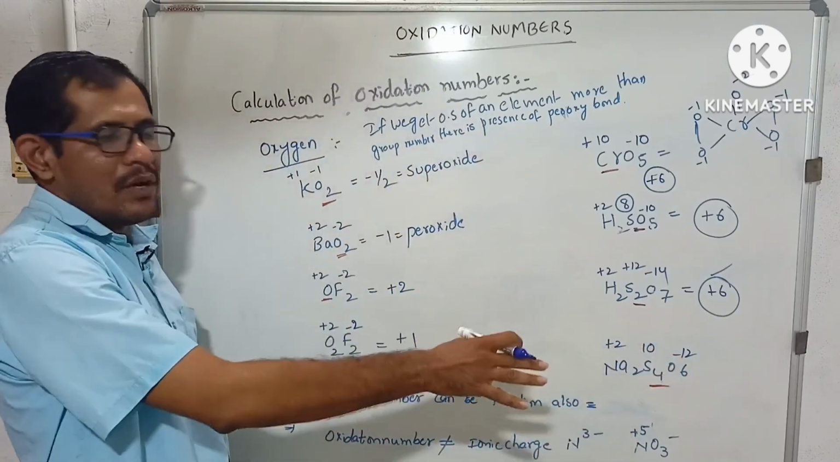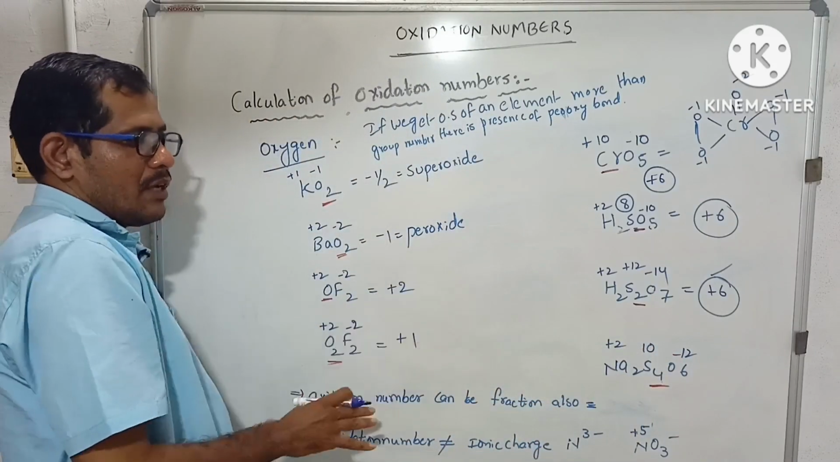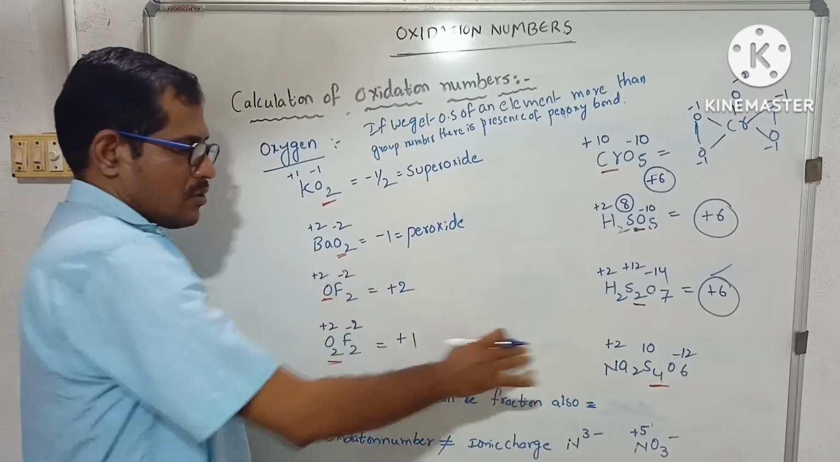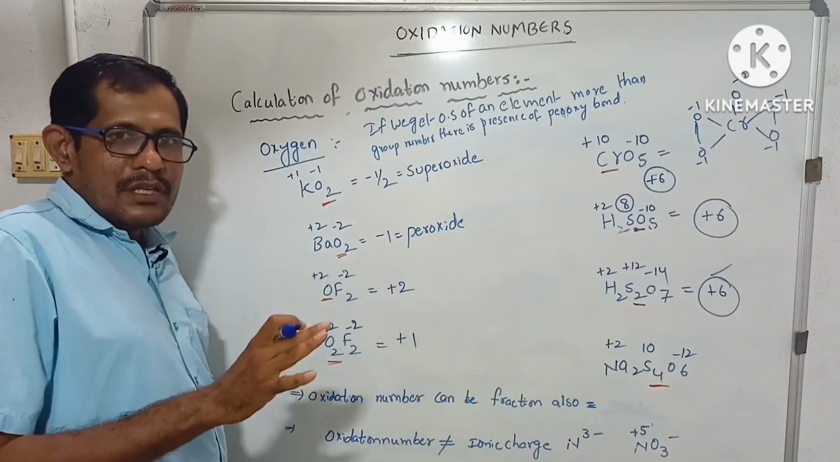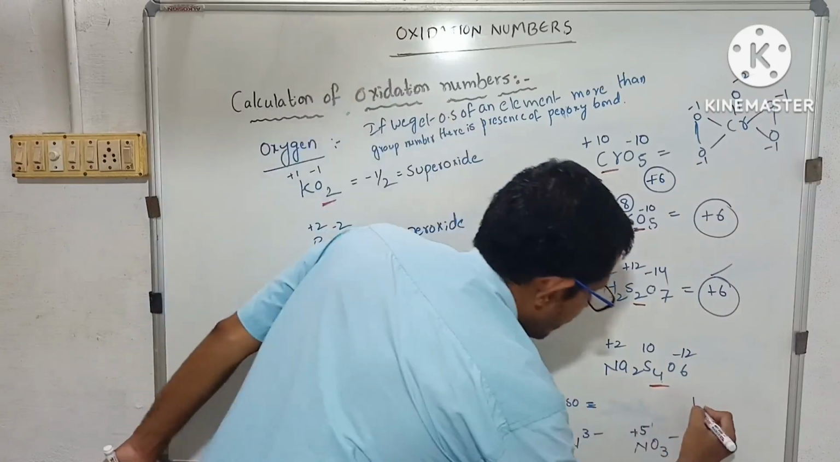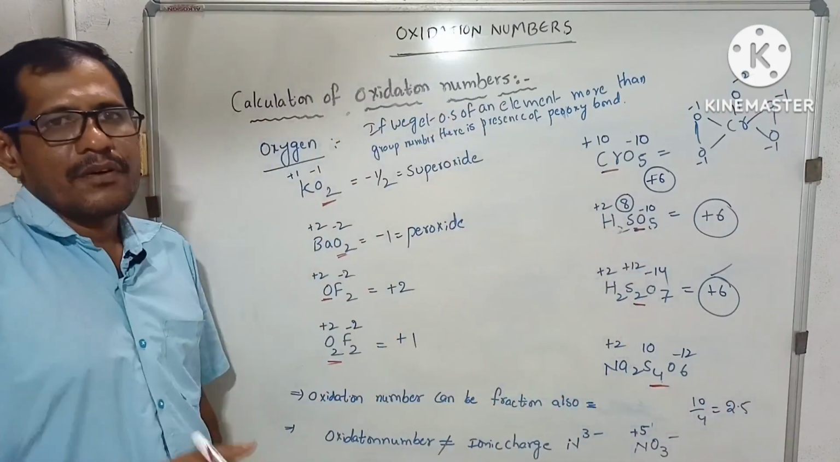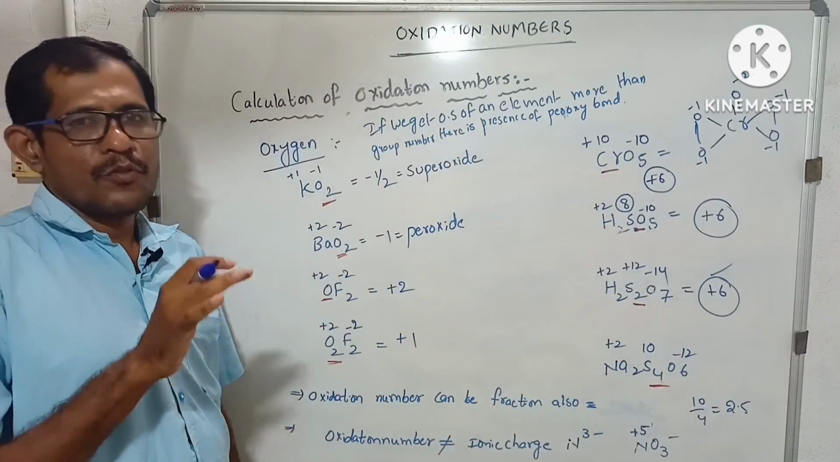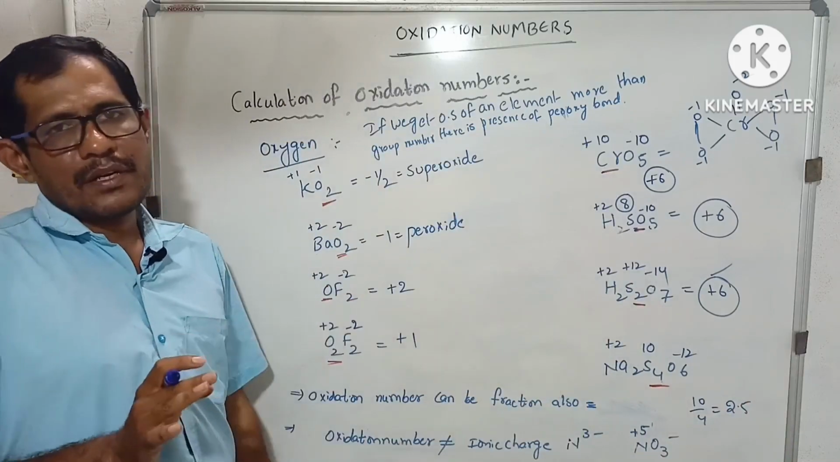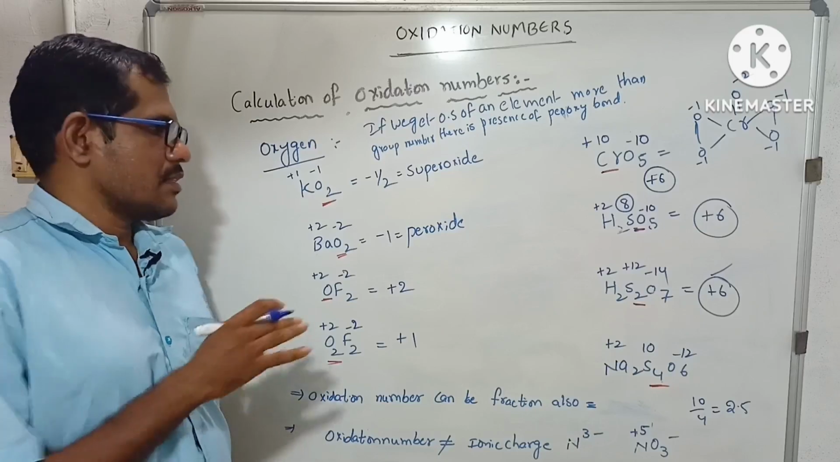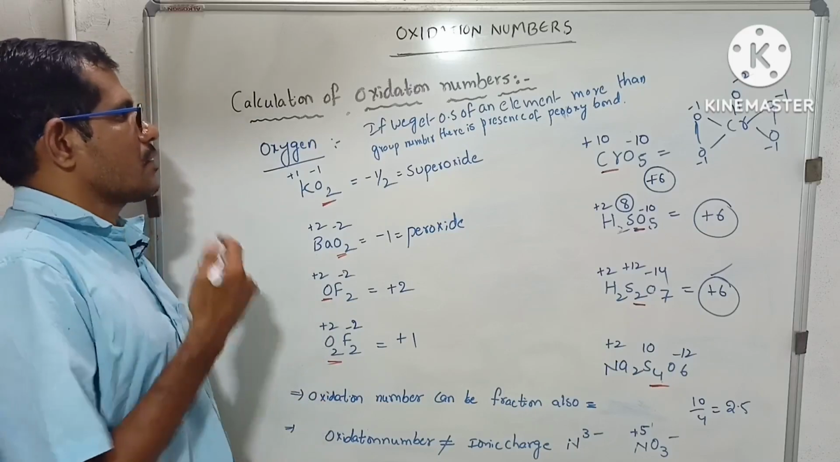So to make the molecule neutral, if we put 10 here, plus 10 plus 2 minus 12 will become 0. So sulfur will get 10 in total. 4 sulfurs it is 10. For each sulfur, 10 by 4 equals 2.5, right? So the oxidation number can be a fraction also. In such a way we can calculate the oxidation numbers.